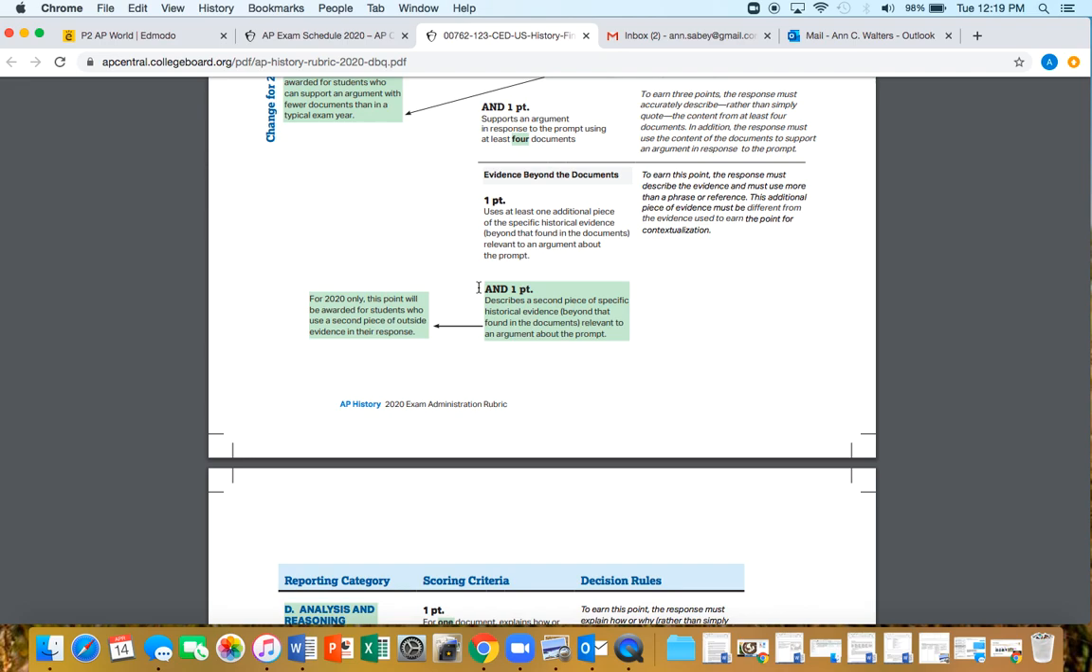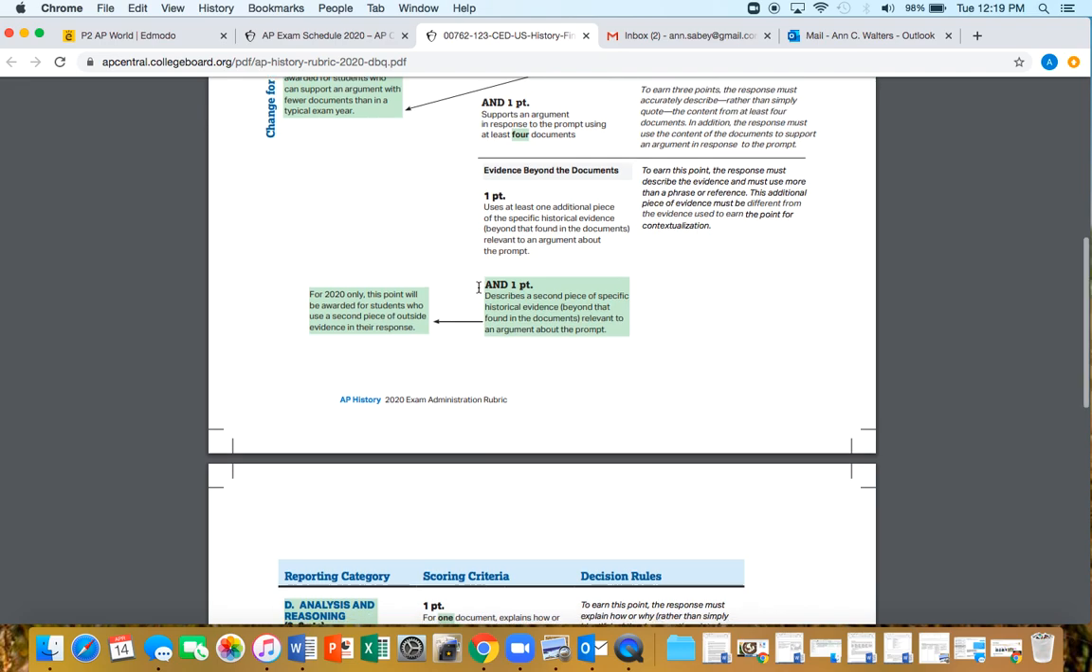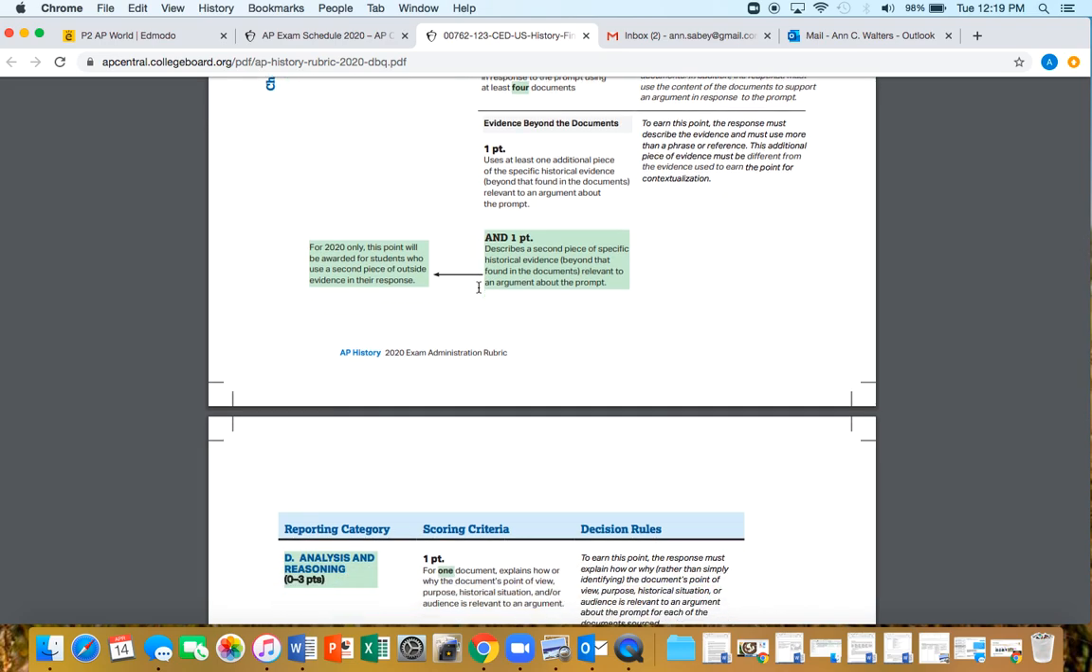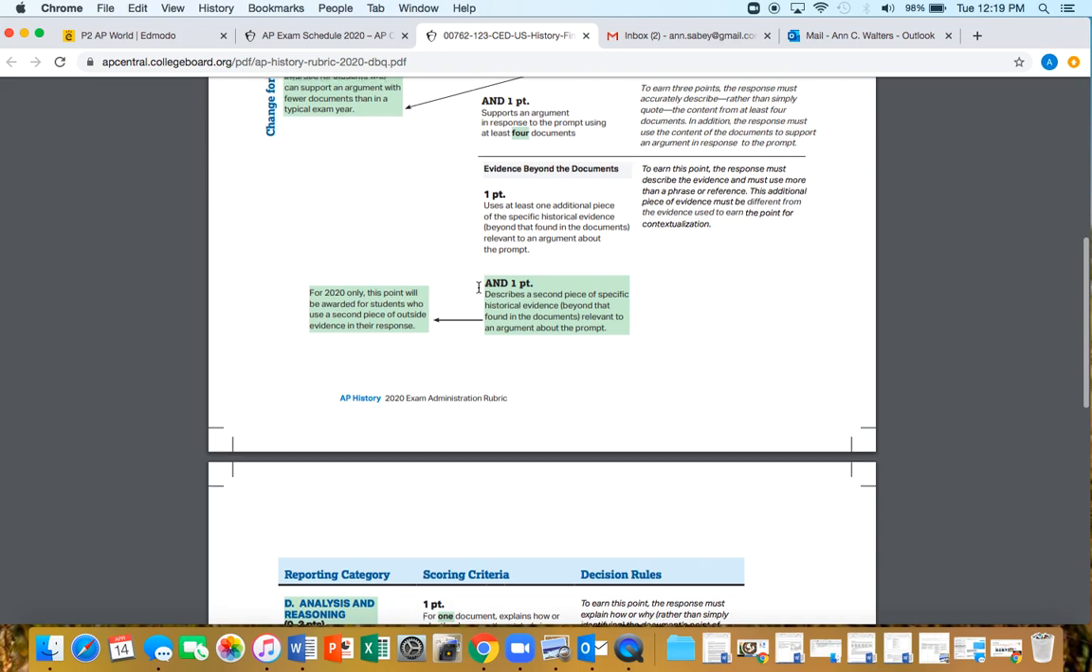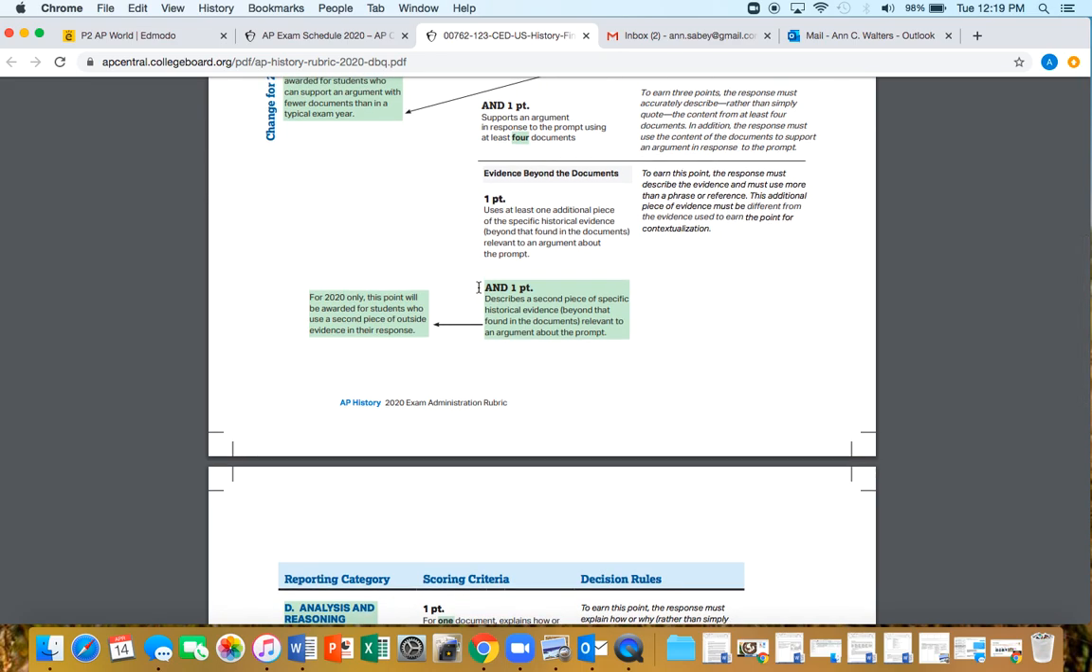If you have time and you really practice it, maybe you can put two pieces of outside evidence in your DBQ. So again, we'll work on that together. And I'm going to give you a strategy for how to have your notebook or your AMSCO ready to search for pieces of outside evidence.